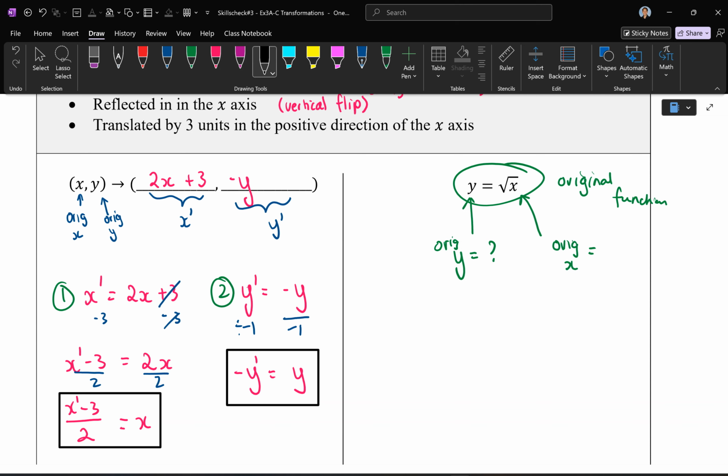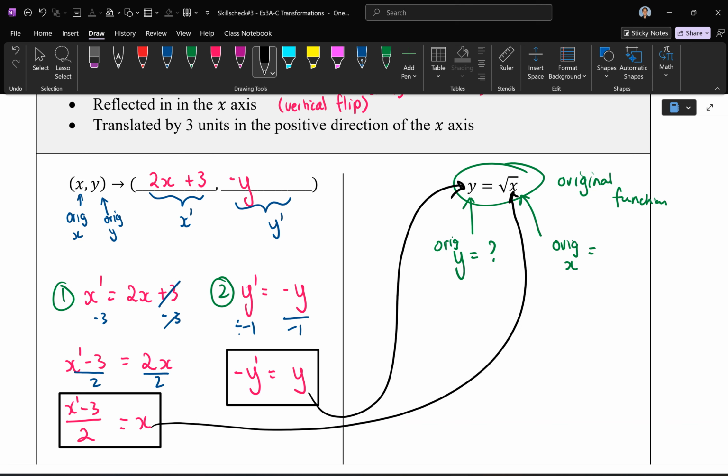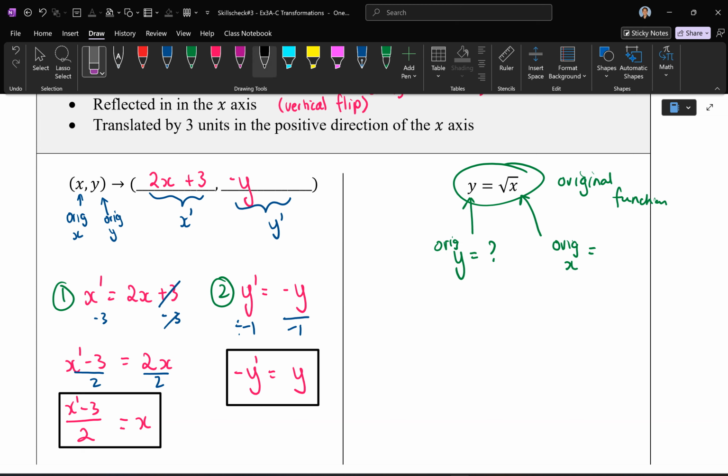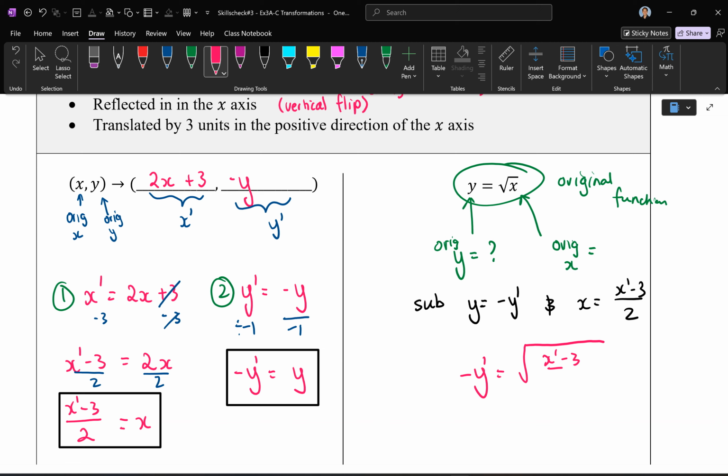Why do we do that? Well, now I can replace the original y and original x. I can say original y is equal to this, and original x is inside the square root. So if you resubstitute, if I sub original y equals negative y dash and original x, which is x dash minus 3 on 2, what I will get is this new equation: negative y dash is equal to the square root of x dash minus 3 on 2.